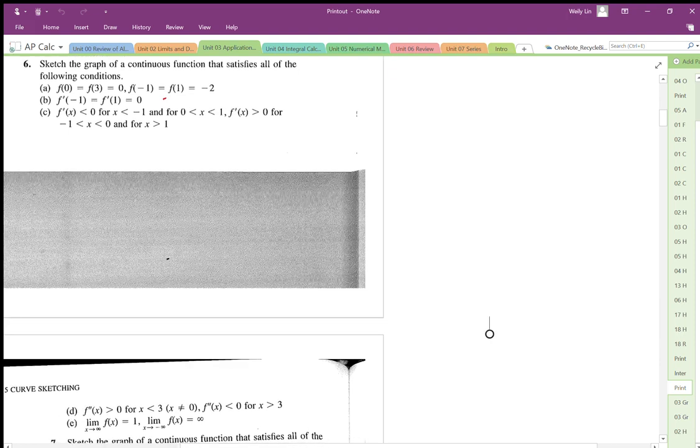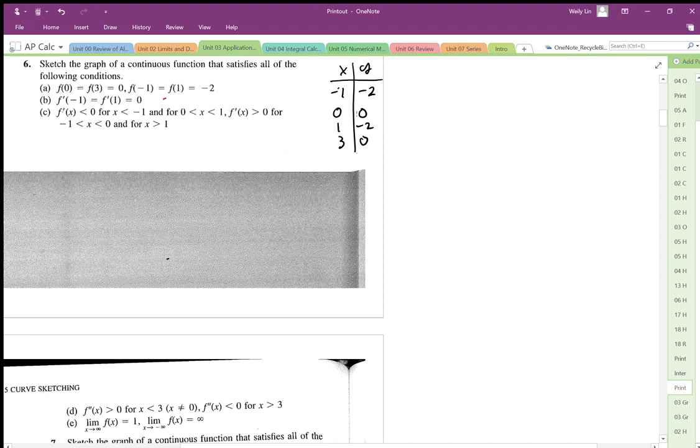So the first set tells us some y coordinates. In this case, we're given some x and y coordinates, so I'm just going to make a table of values here. At x equals 0, y equals 0. At x equals 3, y equals 0. At x equals 1, y equals -2. And x equals -1, y equals -2. Okay, so that's what the first line tells us.